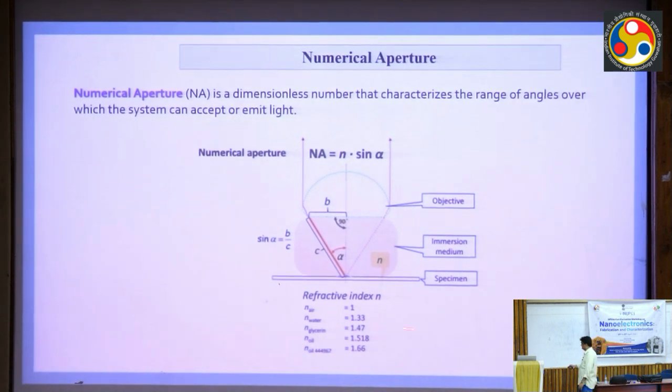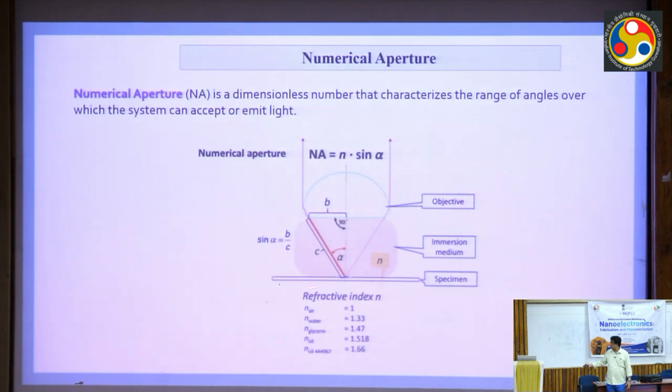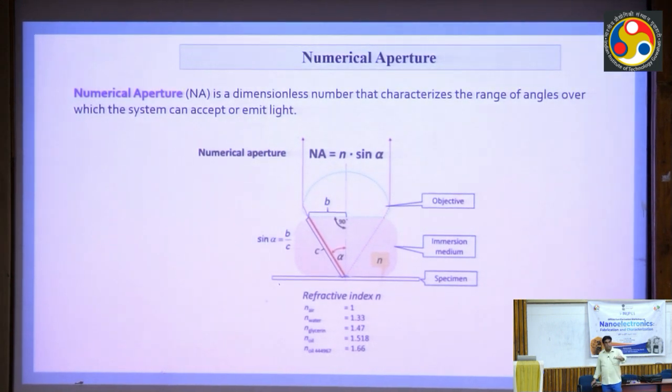And actually, if you look at this simple form, it is sine alpha, b by a. One can easily find out the correlation. NA is equal to n sine alpha, where n is basically the refractive index we are talking about. The refractive index of air here is one. As you go on, the refractive index with the oil is more, as you can see over here. If you look at this diagram, many of the objects that we see under higher magnification are seen with the help of oil. Why so? It is because the oil has a greater refractive index. So you have NA equal to n sine alpha, right? Your sine alpha is constant. If you increase the n, the numerical aperture will be more. So you can have a better acceptance of the light.